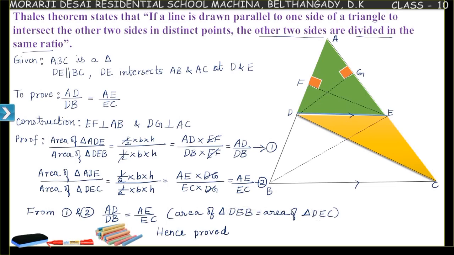This is the proof of Thales theorem. It is a very simple proof. If DE is parallel to BC, then AD by DB is equal to AE by EC. Remember this result of Thales theorem. It is useful in solving problems.